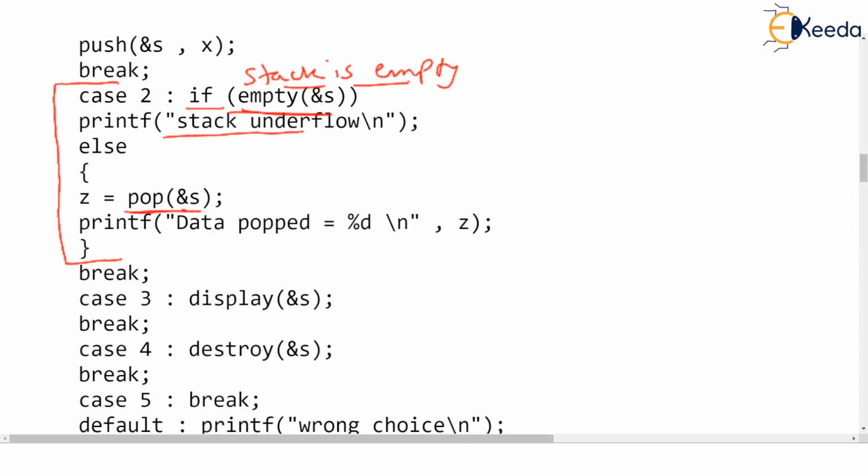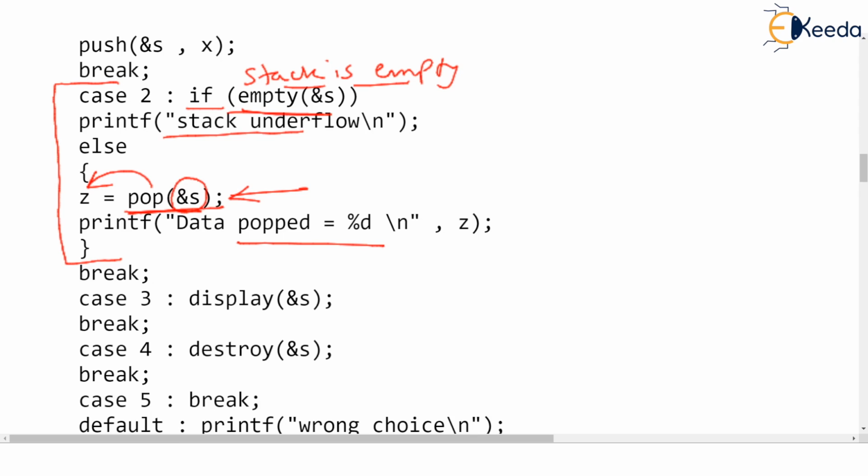The pop function takes the address of s, removes the topmost value, and stores the returned value in z, and finally prints the value of z. I hope you have understood the importance of the empty function. Very important, isn't it? Now let's inspect the pop function. How to remove a value from the stack?